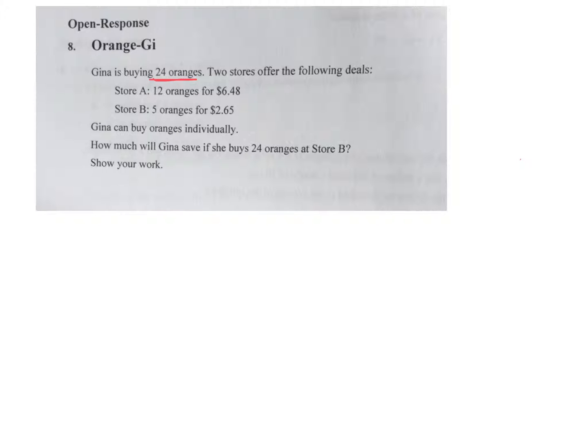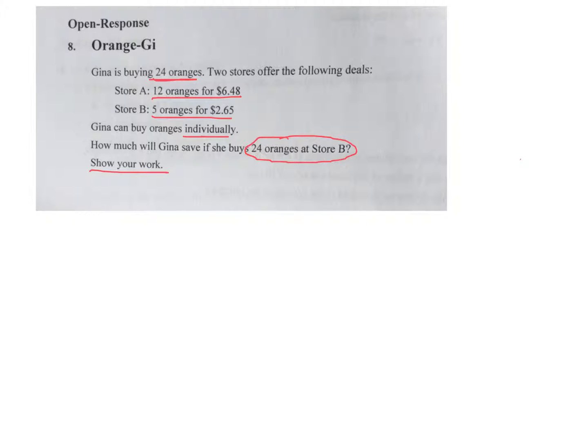Gina is buying 24 oranges. Okay, I want you to underline the words that I'm underlining as we go through this. Two stores offer the following deals. Store A offers 12 oranges for $6.48, and store B offers 5 oranges for $2.65. But she can buy the oranges individually, so she can buy one orange, right? How much will she save if she buys 24 oranges at store B?